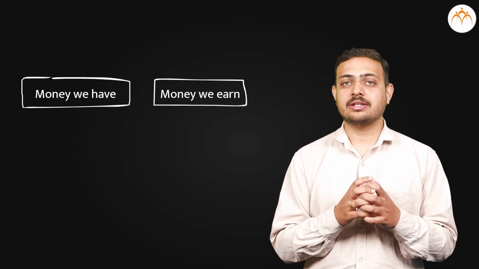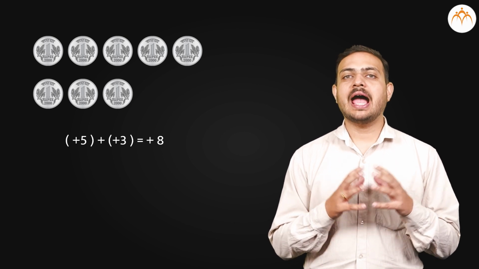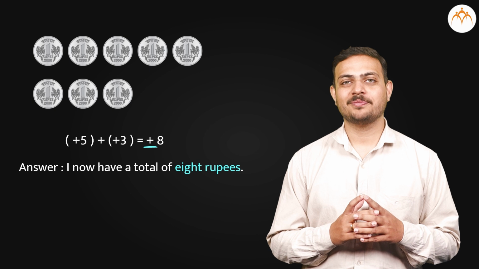The money we have or earn is represented by positive integers. Example, I have 5 rupees. My mother gave me 3 rupees as a gift. How much money do I have in total now? Let's write this in terms of integers. Plus 5 plus 3 is equal to plus 8. We add both numbers and place a positive sign before the sum. Answer, I now have a total of 8 rupees.